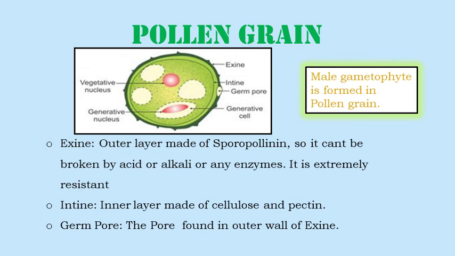Okay, it has some covering also, which is given after the formation of vegetative and generative cells. The outer layer is made up of sporopollenin and it is known as exine. Okay, and it is very, very strong. It cannot be broken by even acid or alkali or any other enzymes. Okay, it is extremely resistant.